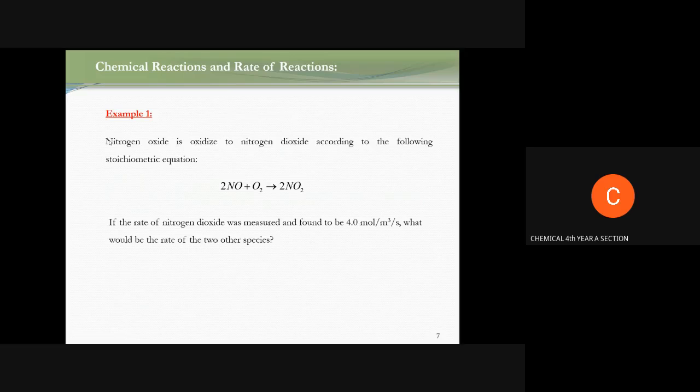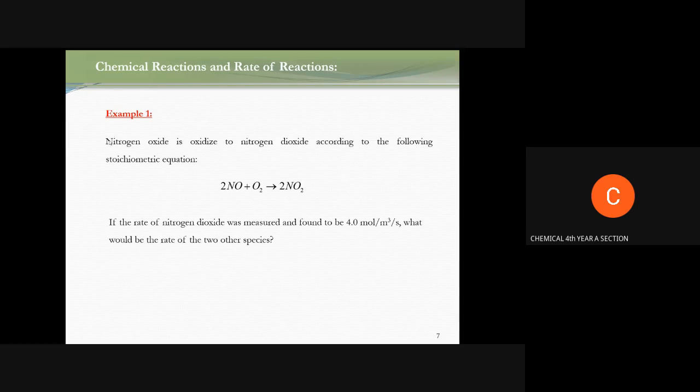The stoichiometric equation is 2 NO plus O2 gives 2 NO2. Okay, this is the stoichiometric equation. If the rate of nitrogen dioxide was measured and found to be 4.0 moles per meter cube per second, you guys remember the unit of the rate equation.